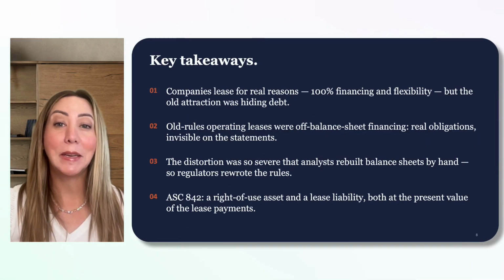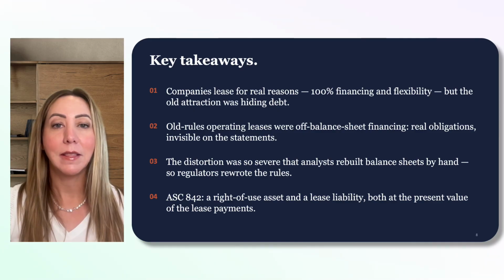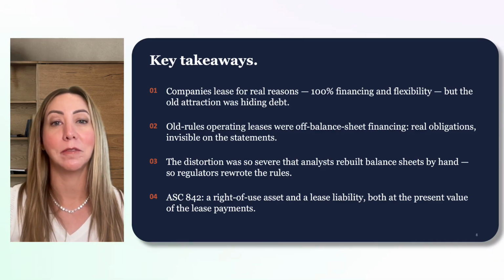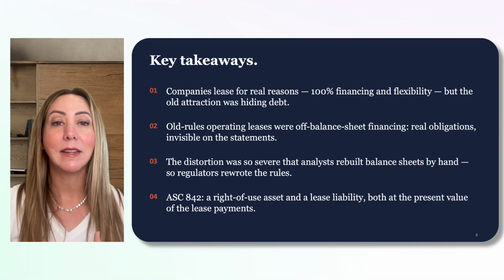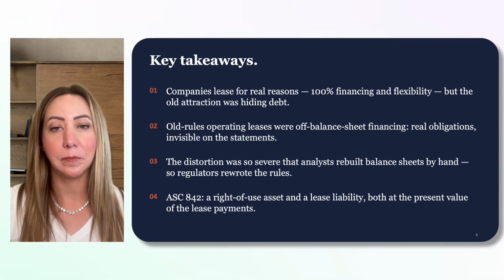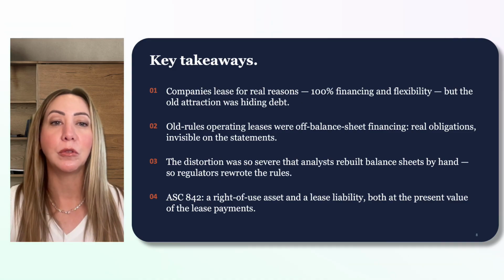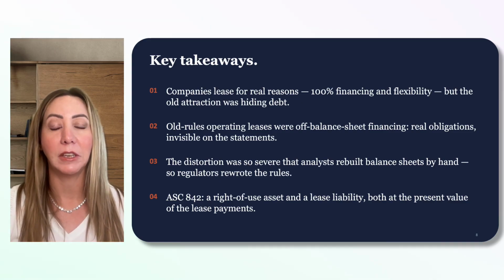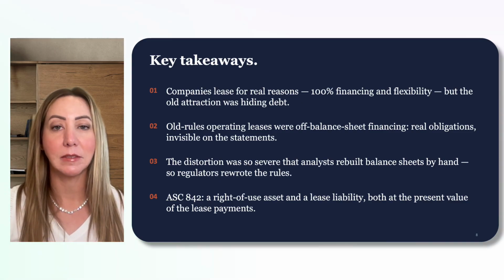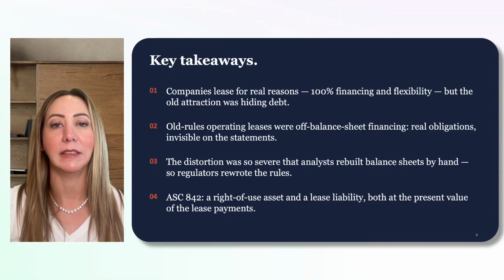To wrap up, companies lease for real business reasons, 100% financing and flexibility. But for decades, the biggest attraction was that operating leases stayed off the balance sheet. That practice distorted the financial position of major corporations so badly that analysts were rebuilding balance sheets by hand, and the regulators finally ended it. Under the new rules, ASC 842, a lease puts a right of use asset and a lease liability on the balance sheet, measured at the present value of the payments. Next up, we're going to look at the classification rules that decide which kind of lease we actually have.